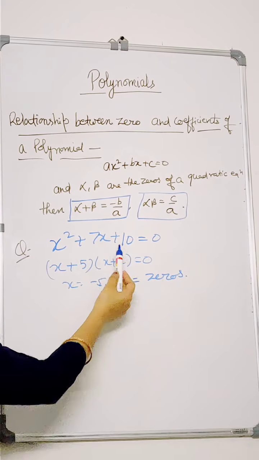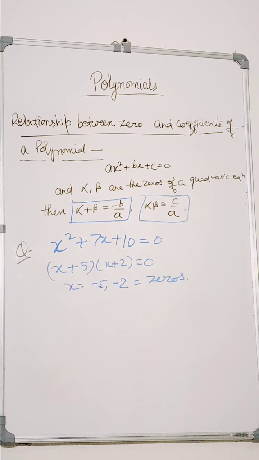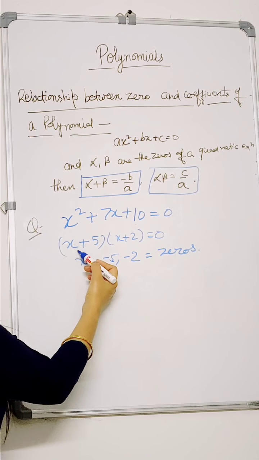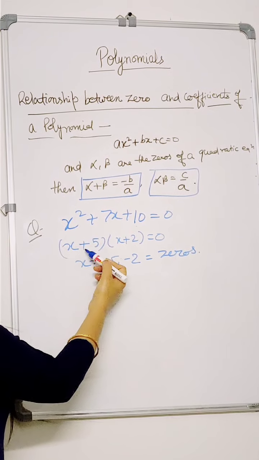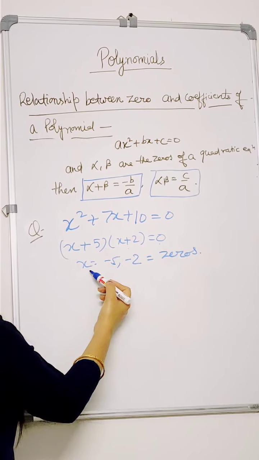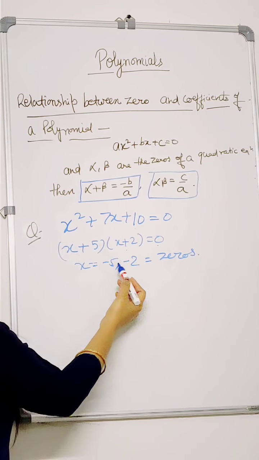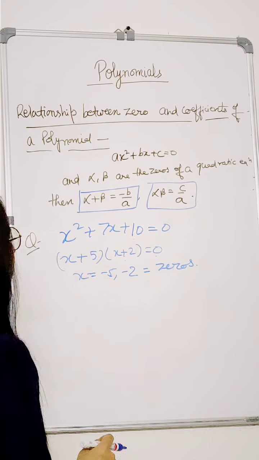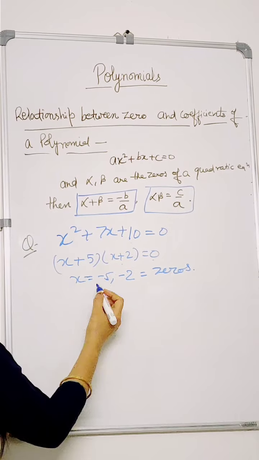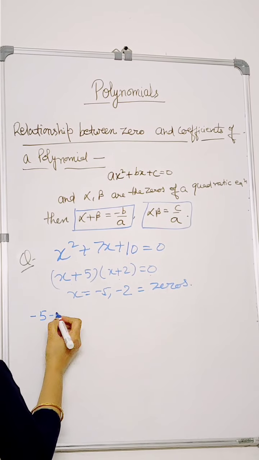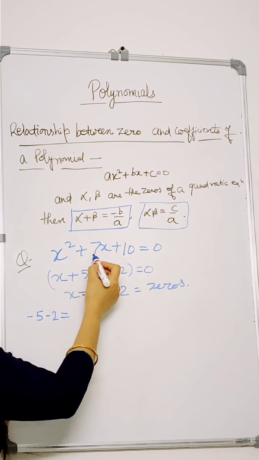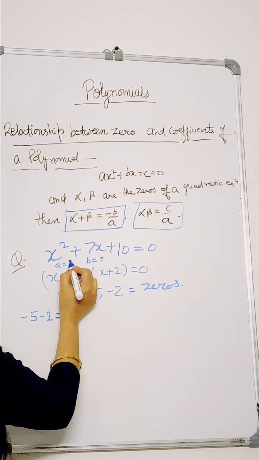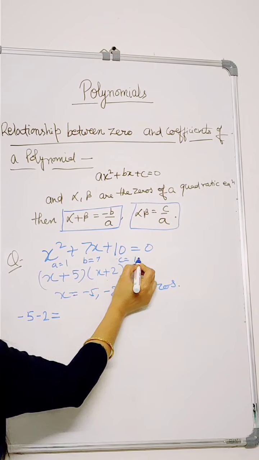Suppose a quadratic equation is x² + 7x + 10 = 0. If we find its roots, we factorize it: (x + 5)(x + 2) = 0. The values of x we find are -5 and -2. These are the roots, or zeros, of this quadratic equation. Now by this relation, here the value of b is 7, the value of a is 1, and the value of c is 10.